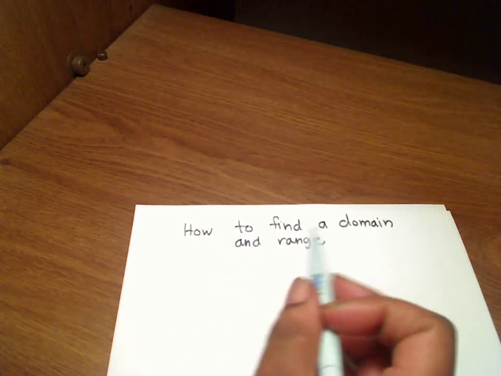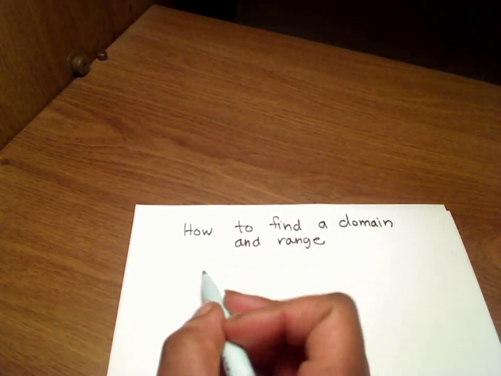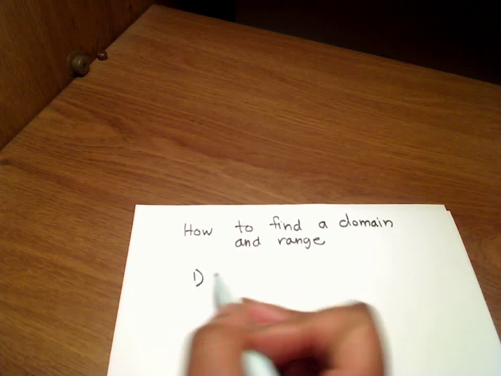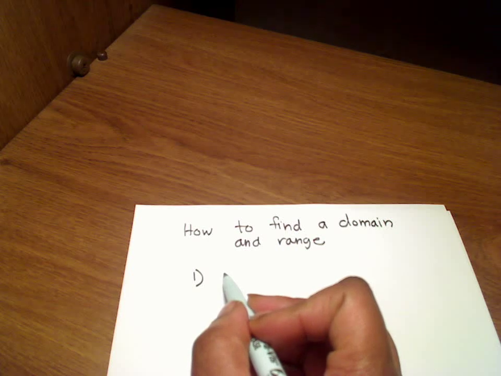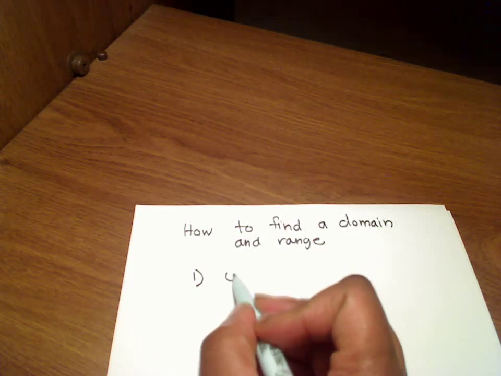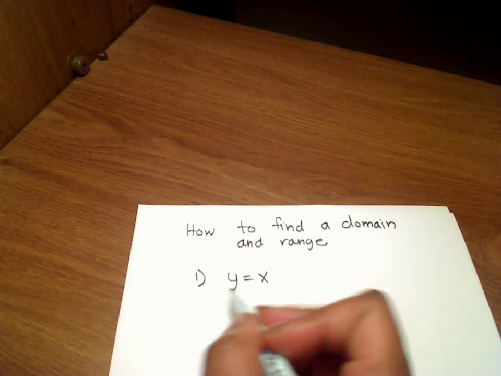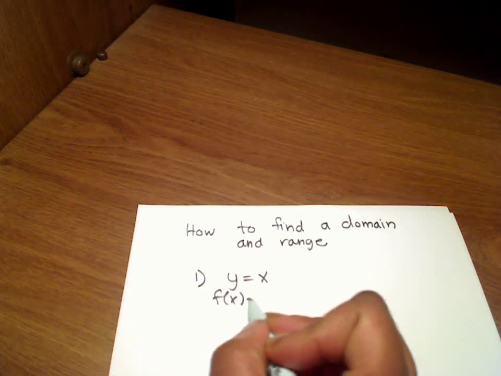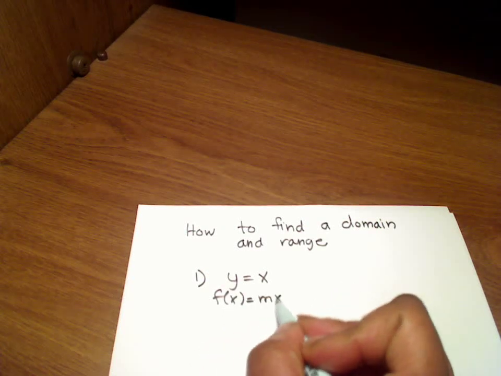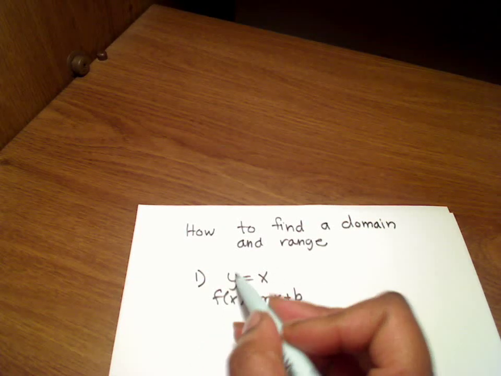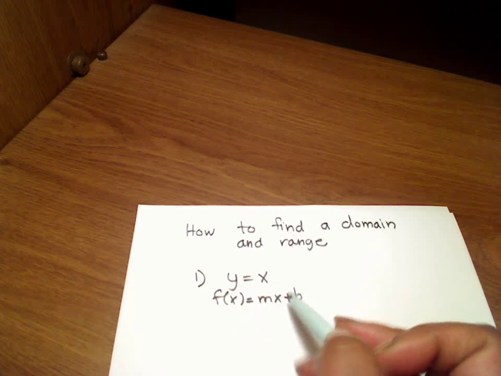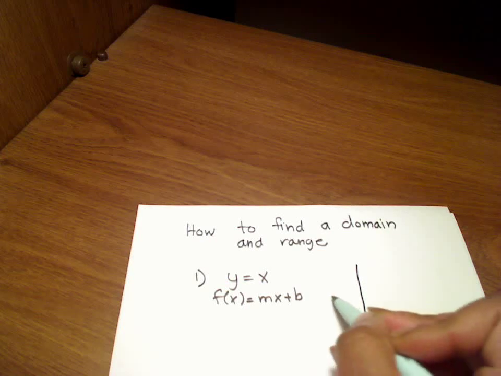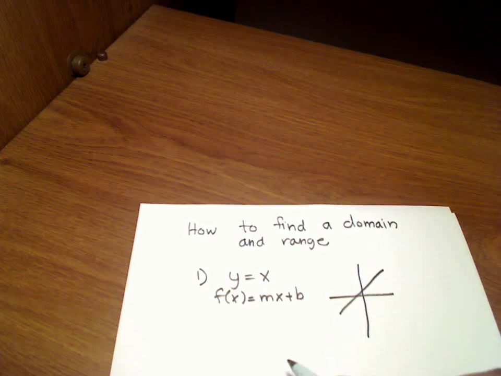Okay, how to find a domain and range. The first type we're going to talk about is the function where you actually end up with a straight line. y is equal to x, or f of x is equal to mx plus b. Whenever you have y to the first power and x to the first power, you will always have a straight line.